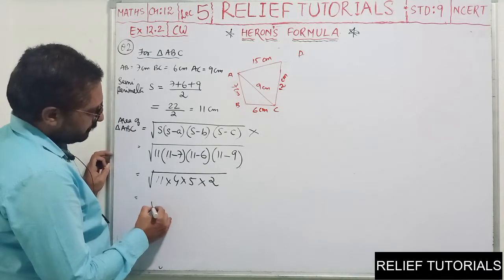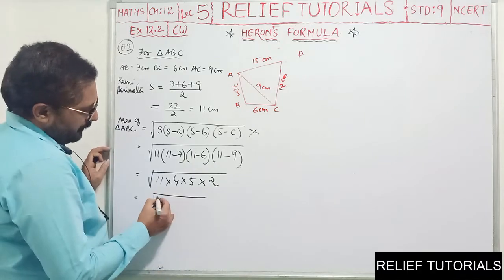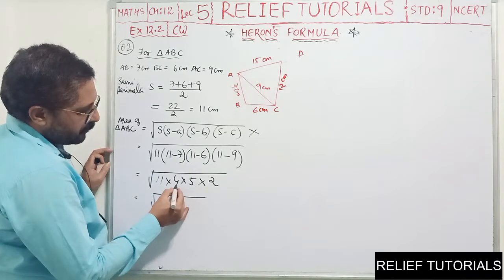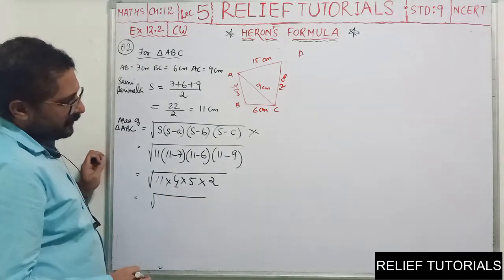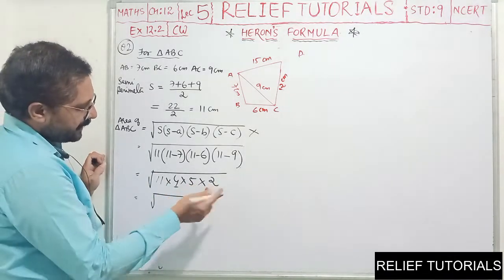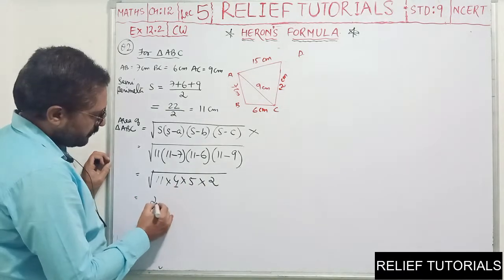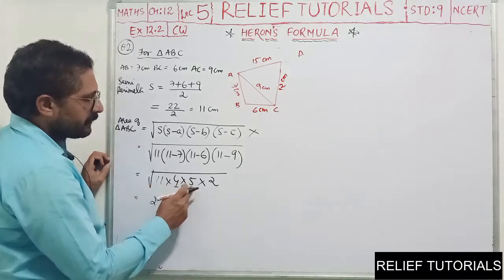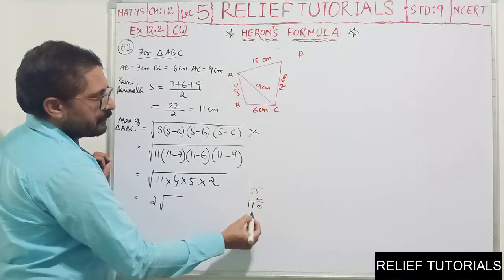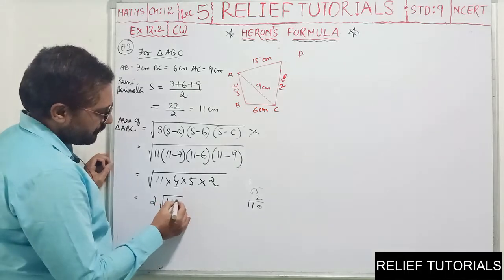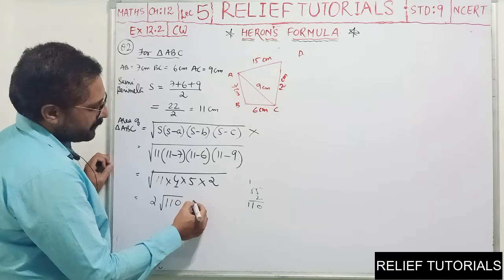Now 11, 4, 2. Nothing you can get, just you can find the root of this 4. So that is 2. And remaining you have to find the root. So I can write here 2 into root 11. 11 times 5 is 55. 55 into 2, 110. This is your answer, centimeter square.